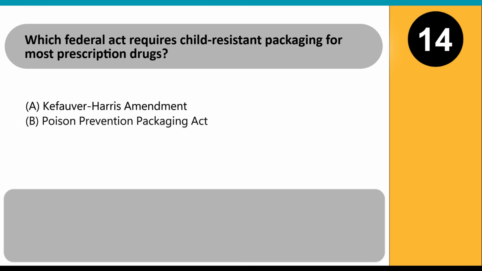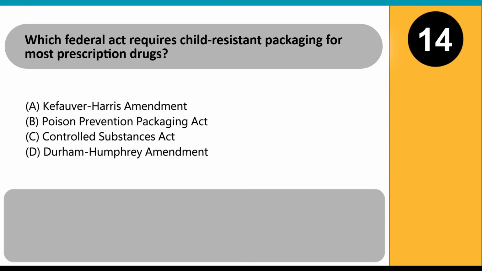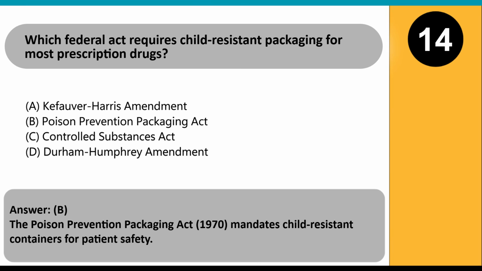Which federal act requires child-resistant packaging for most prescription drugs? A. Kefauver-Harris Amendment. B. Poison Prevention Packaging Act. C. Controlled Substances Act. D. Durham-Humphrey Amendment. Answer: B. The Poison Prevention Packaging Act, 1970, mandates child-resistant containers for patient safety.